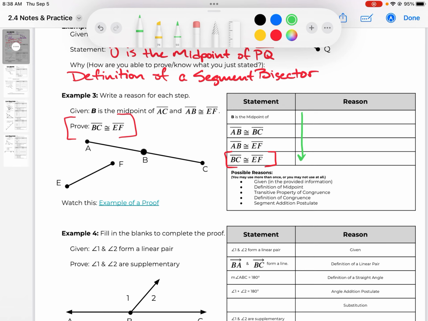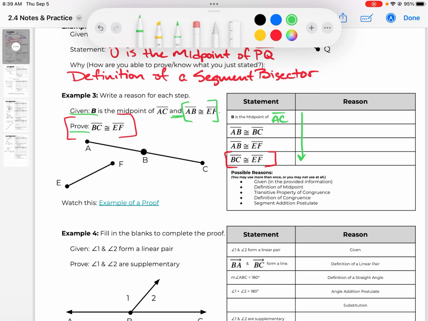And so when we start off, we have a given, just one. Sometimes you get more than one. And we have one thing that we need to prove. And so our given is that B is the midpoint of segment AC. And actually, all right, I misspoke. I said there was one given, but we actually have two pieces of information here. We also know that A to B is equal to E to F.